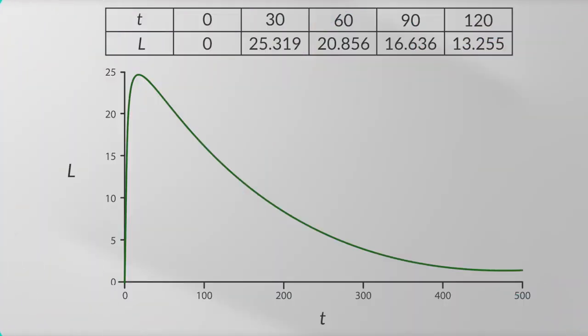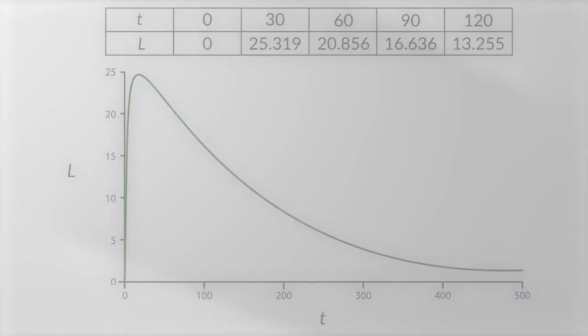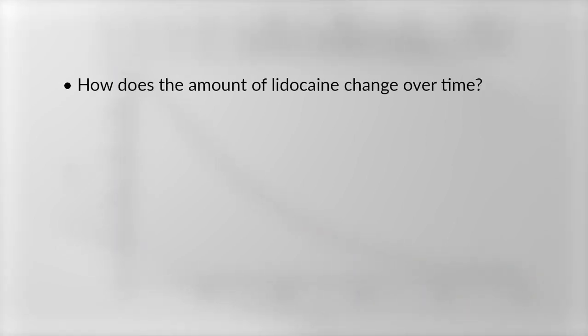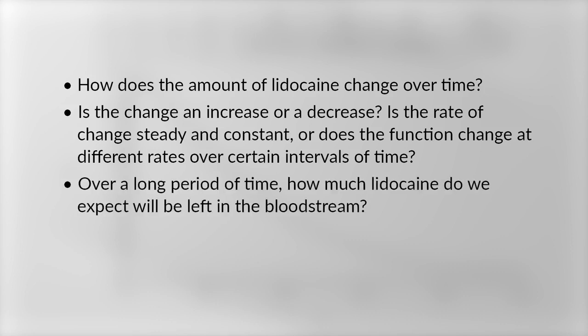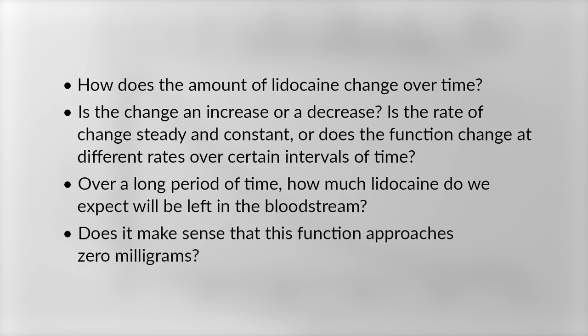As we've already seen, a function can also be given as a table or graph. In this unit, we will analyze and interpret the table and graph of functions, which will also help us answer questions such as, how does the amount of lidocaine change over time? Is the change an increase or a decrease? Is the rate of change steady or constant? Or does the function change at different rates over intervals of time? Over a long period of time, how much lidocaine do we expect will be left in the bloodstream? Does it make sense that the function approaches 0 milligrams? These are just a few questions we could ask about this particular function.